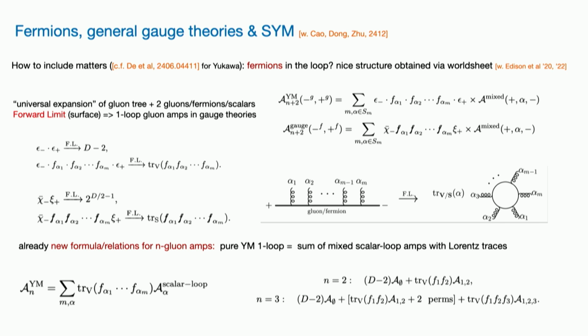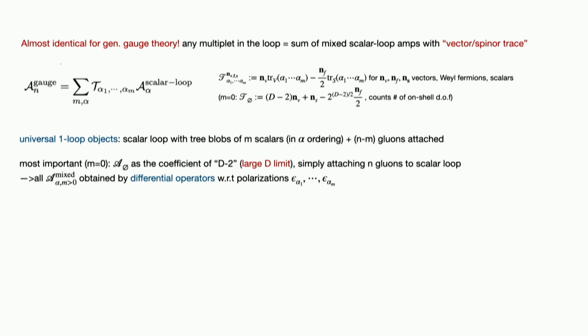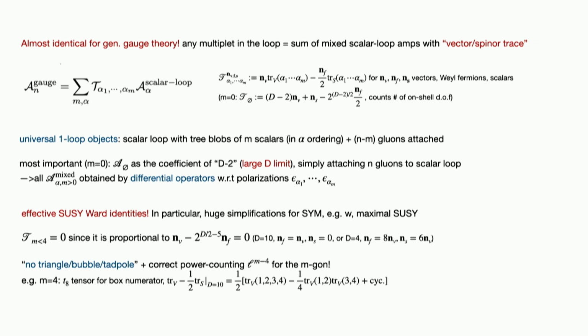The n-gluon amplitude is expressed in terms of a scalar loop object multiplied by these gauge-invariant building blocks. But you don't need to do any extra work to include the fermion case, because the fermion loop has exactly the same building block. You just change this Lorentz trace to a spinor trace. Okay? So for any general gauge theory, you always have this expansion of the universal one-loop scalar building block, multiplied by this combination of trace V or trace S. These are the gauge-invariant things. And we interpret this result as some kind of SUSY Ward identity in play at one loop.